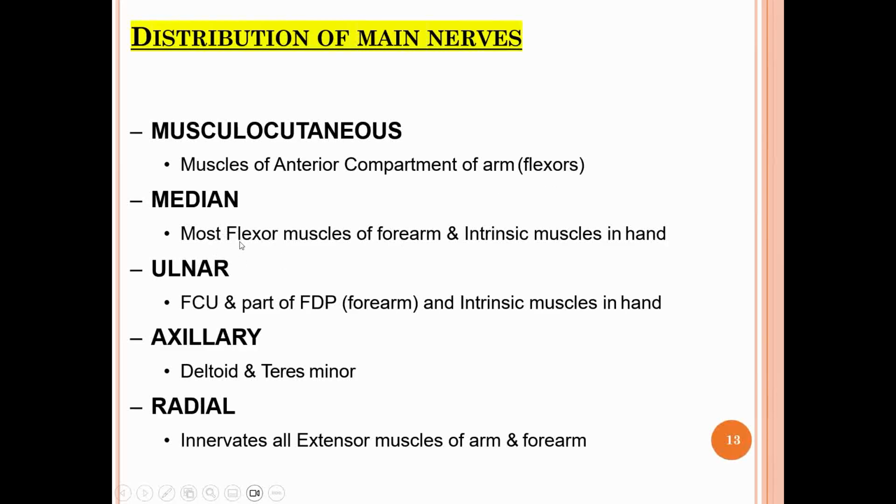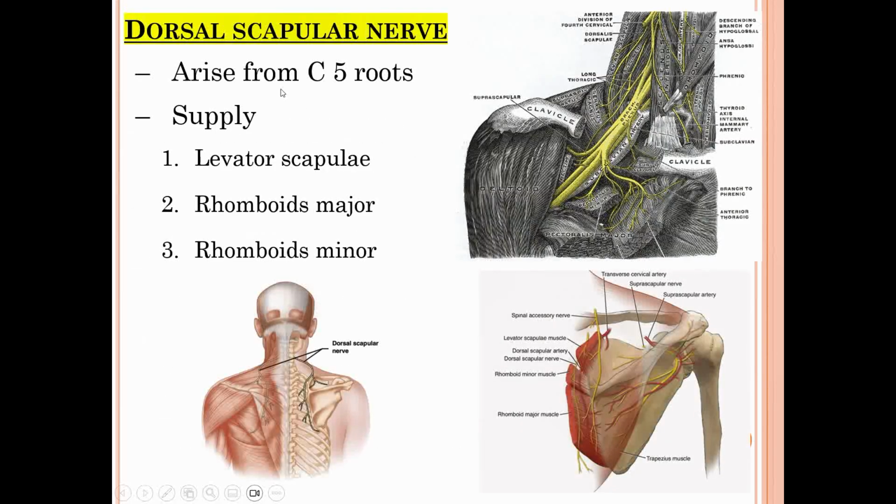The median nerve supplies most flexor muscles of the forearm and intrinsic muscles of the hand. The ulnar nerve supplies flexor carpi ulnaris, part of flexor digitorum profundus in the forearm and also intrinsic muscles of the hand. The axillary nerve supplies the deltoid muscle and teres minor. The radial nerve innervates all the extensor muscles of the arm and forearm. Then the dorsal scapular nerve arises from the C5 root and supplies the levator scapulae, rhomboid major and rhomboid minor. So these are the muscles of the back.